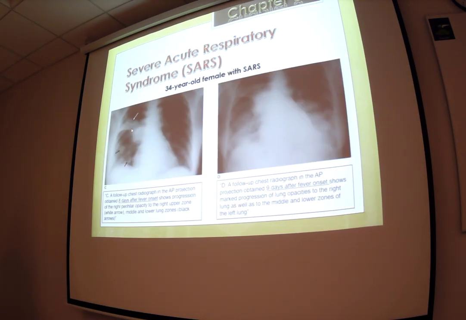So here, this was 8 days after onset. You see that parahilar opacity has progressed, as well as the lower areas of the lungs here. And then just a day after that, 9 days later, you can see how far the lungs have been infected. So it moves very, very quickly.